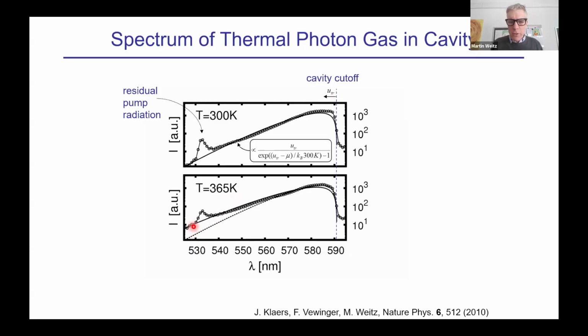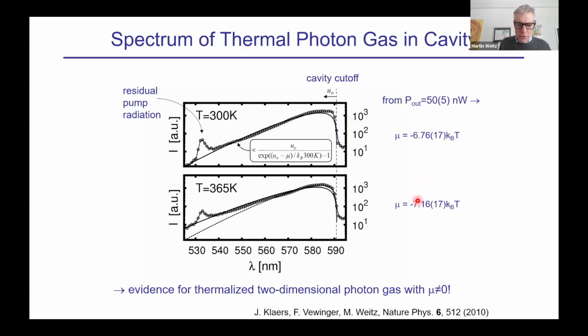In this regime, much below the onset of a BEC, we can neglect this factor -1 in the Bose-Einstein distribution. And what the chemical potential does, it basically acts as a normalization factor. You can draw that out of the exponential. From the output power, that is the integrated spectral intensity, we can determine this normalization factor, which enters in the exponential. And in both cases, we find a chemical potential that's different from 0 and strongly negative. And we interpret this as evidence for a two-dimensional photon gas with non-vanishing chemical potential.